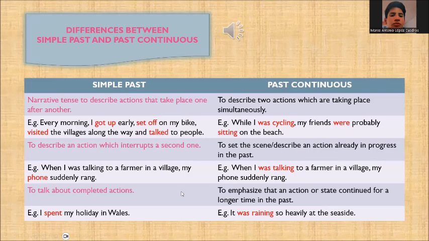On the other hand, the past continuous describes two actions which are taking place simultaneously. For example, while I was cycling, my friends were probably sitting on the beach. It is used to set the scene or describe an action already in progress in the past. For example, when I was talking to a farmer in a village, my phone suddenly rang. It emphasizes that an action or state continued for a longer time in the past, as in: it was raining so heavily at the seaside.